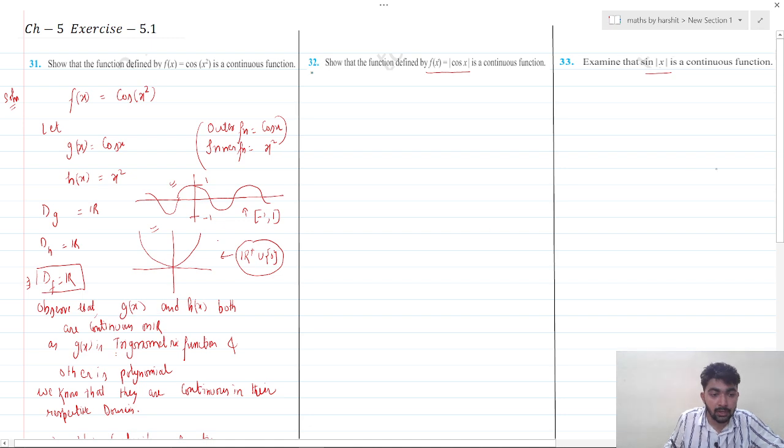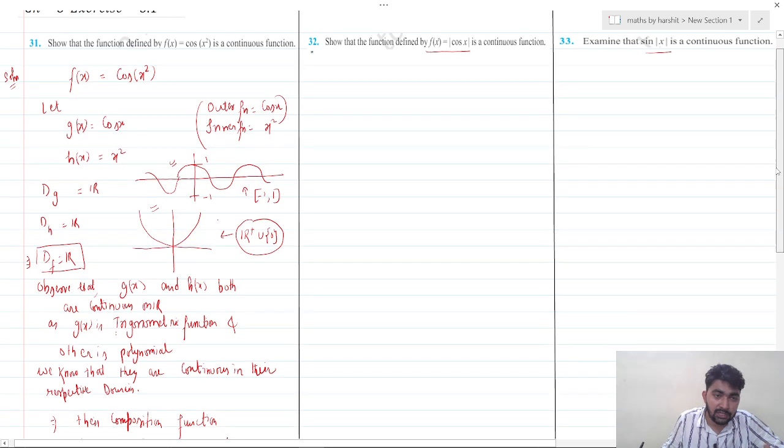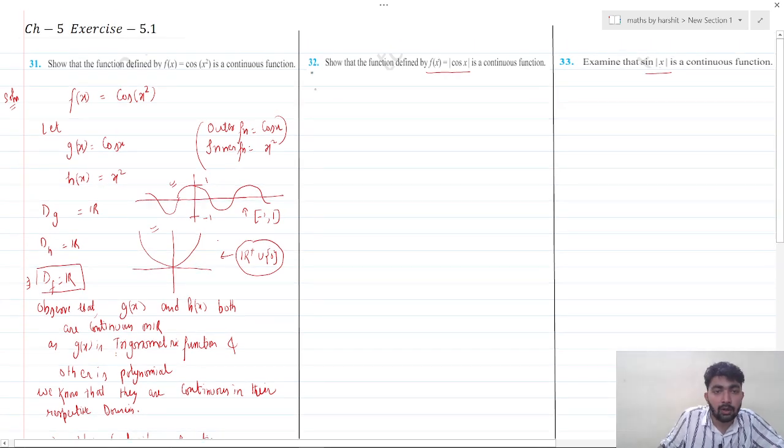Okay, and hence we have the same method, that because g of x and h of x both are continuous, hence their composition is also continuous. Now we are moving toward the next question, that is 32. What they are saying, f of x we have cos of mod of cos x, and here you can see again we can assume, let g of x, outer function is mod of x function, and your inner function is here cos of x we have.